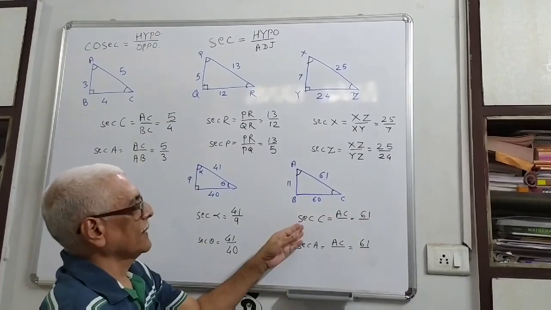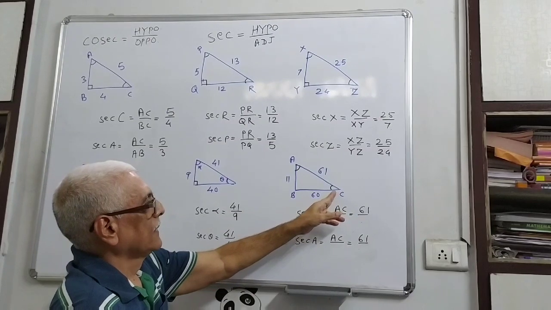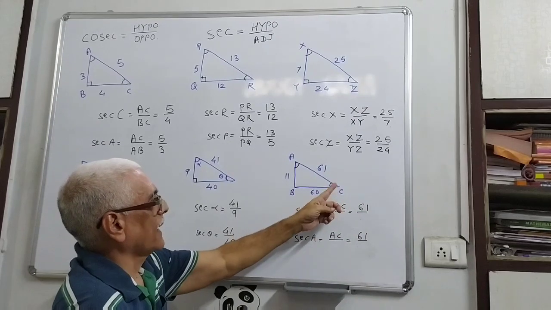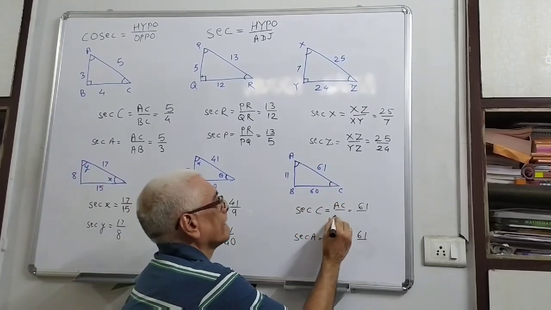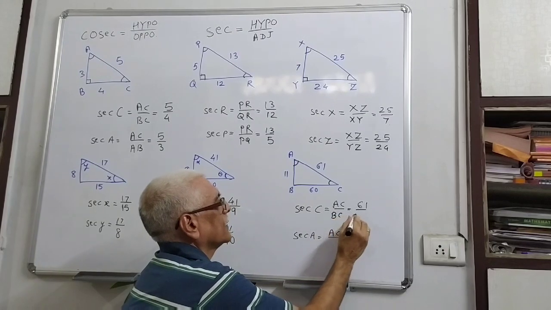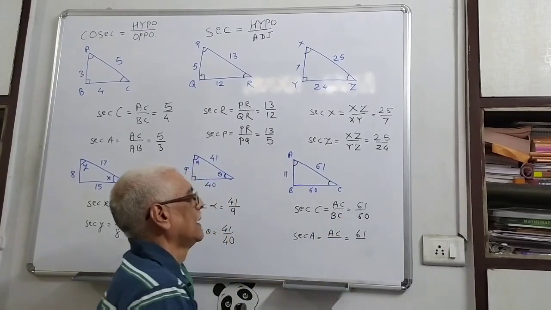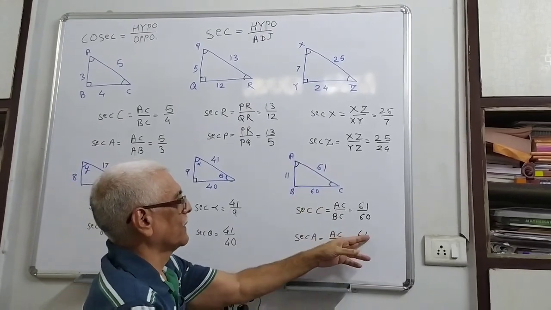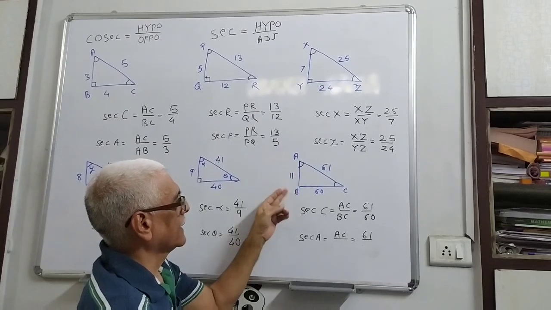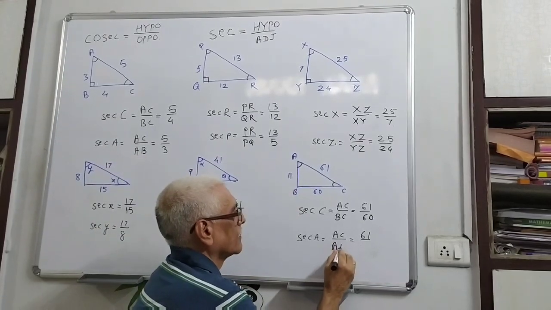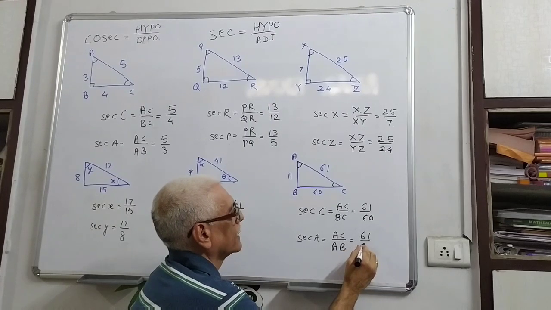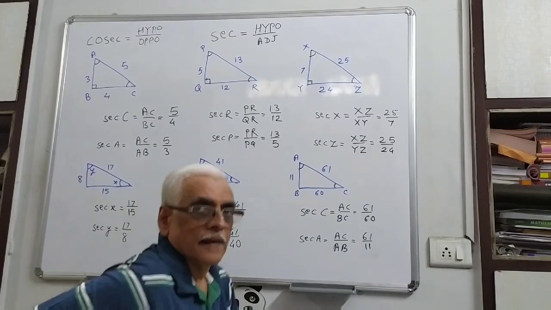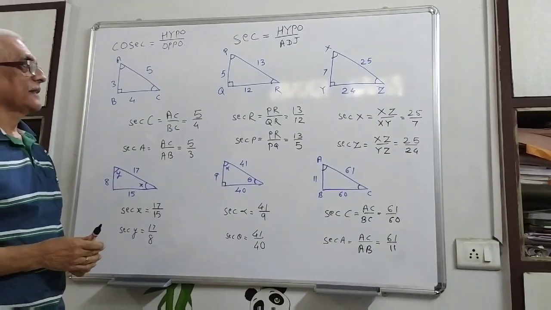In this case, if we want sec of angle C, it is hypotenuse. Hypotenuse is AC, that is 61, upon adjacent side. Adjacent to C is BC and that is 60. And if you want sec A, hypotenuse is AC, that is 61, and adjacent to A is AB, which is equal to 11. Therefore, 61 upon 11 is the value of sec A. That is sec of all angles in all 6 figures.